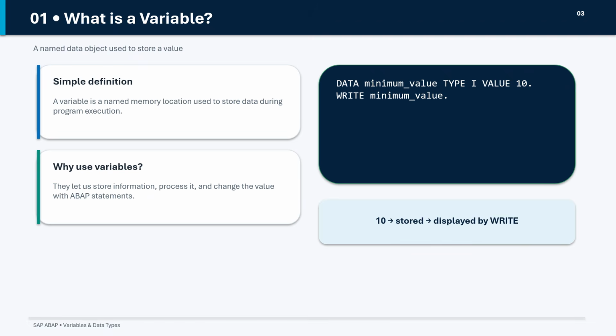Then after that, you write a WRITE statement followed by the variable name, and then click on activate and execute. Whatever value we initialized, that 10 will show in the output. This is exactly how variable declaration and initialization work. In the next slide we'll discuss the types of variables.